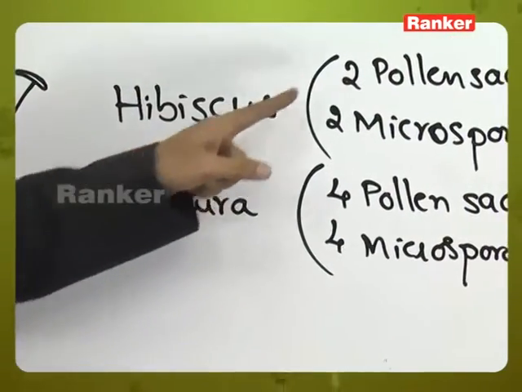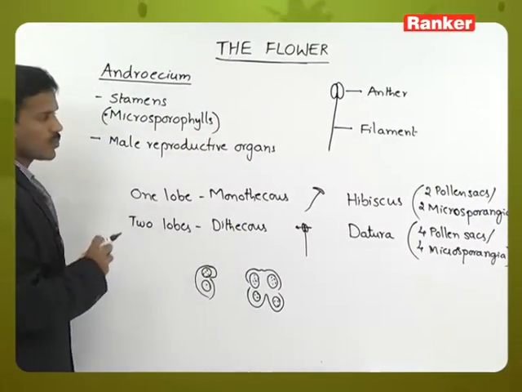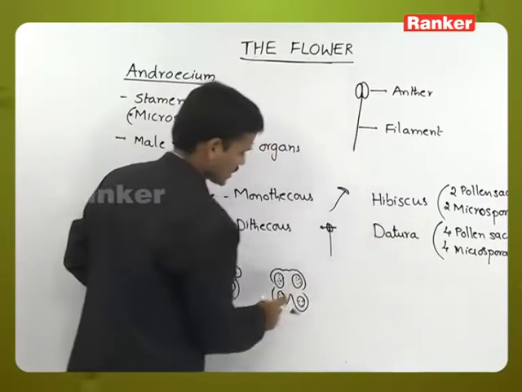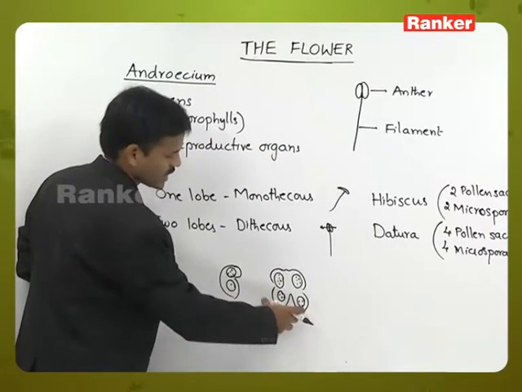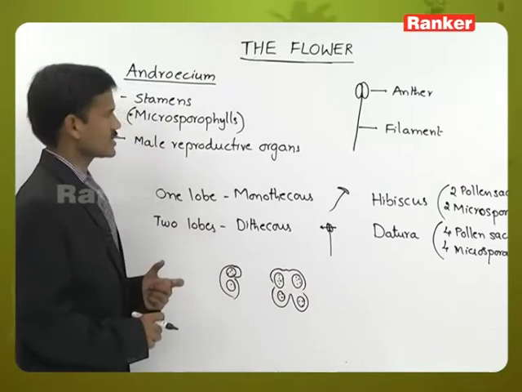In the monothecous anther, two pollen sacs or two microsporangia are present. In datura, it is a dithecous anther, and four pollen sacs are present.